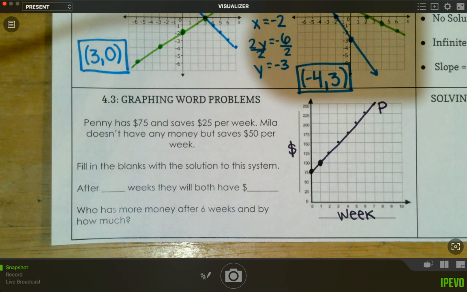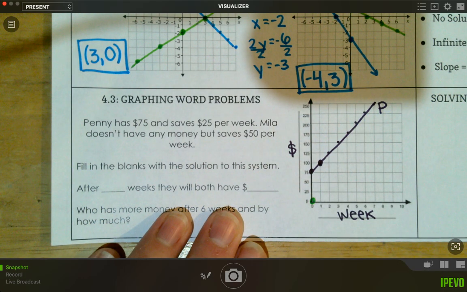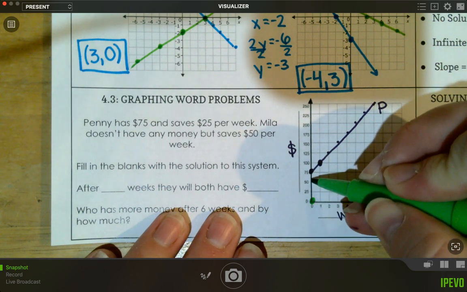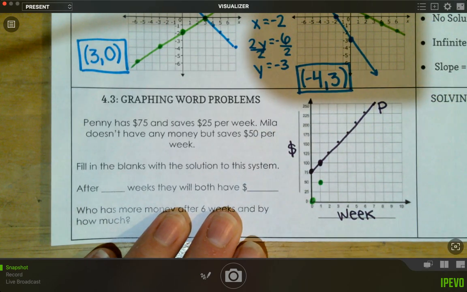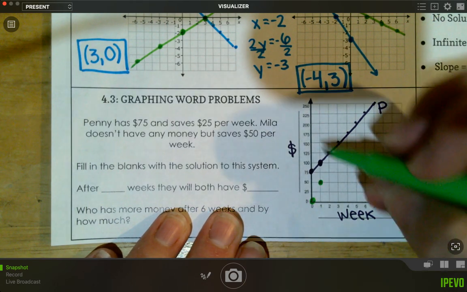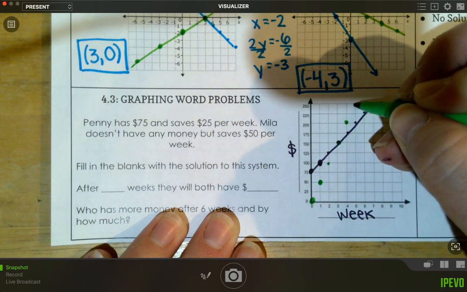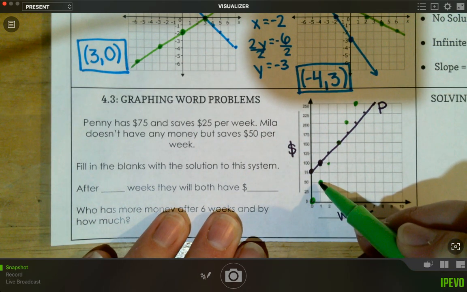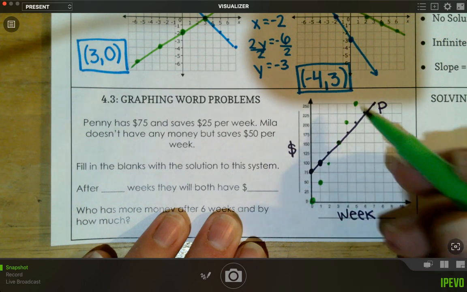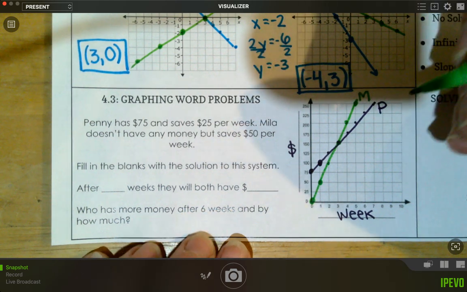Mila doesn't have any money to start with, so she's going to start at 0. And then she saves $50 per week. So I'm going to go up to 50 over 1, because now she has $50 after 1 week. That means she has a slope of up 2 over 1. So I'm going to keep going up 2 over 1. So basically, I'm doing mental math to figure out my first week, where that should be, and then I'm counting my slope so I can keep it going. And this line, I'm going to label M for Mila.